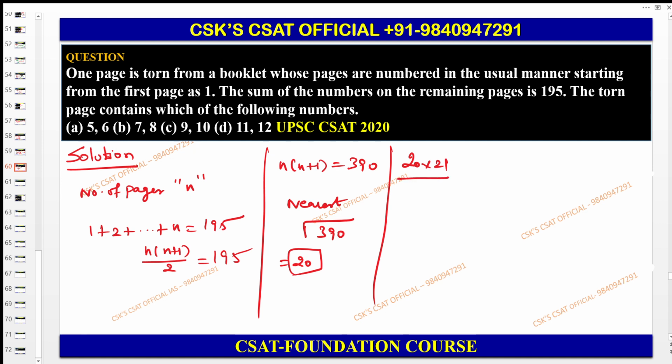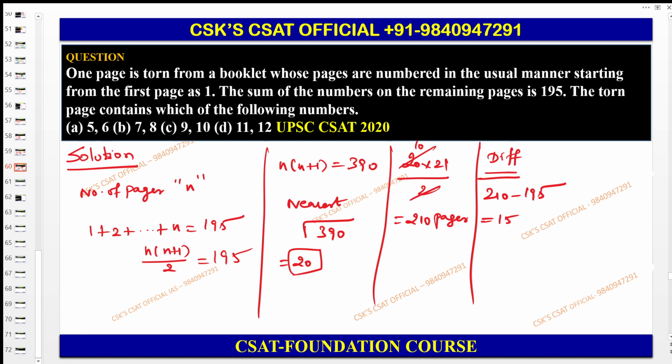Then find the actual sum of the pages: 20 into 21 by 2. Cancel this, 10. So the actual sum of the pages is 210. The next step is to find the difference. The difference is 210 minus 195, which is 15. The 15 is nothing but the sum of the removed page numbers. That means one page is torn, that page.